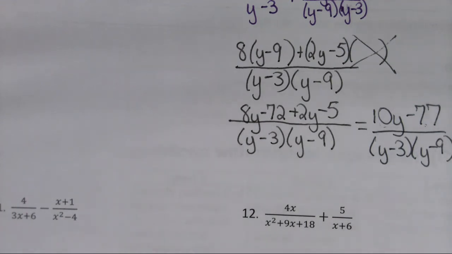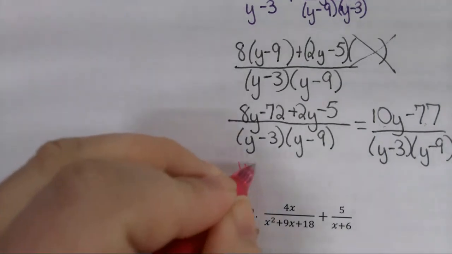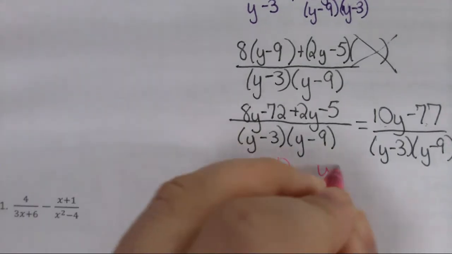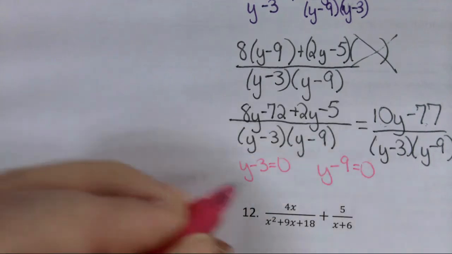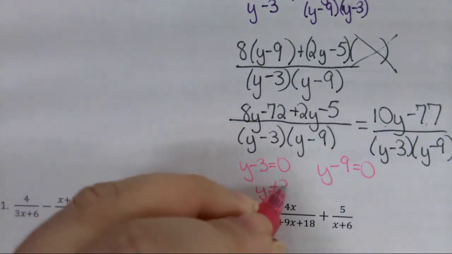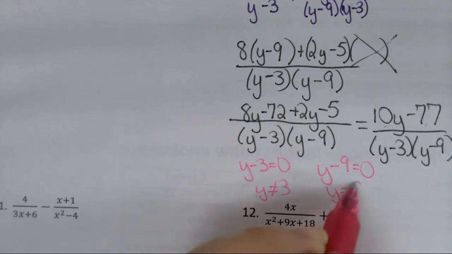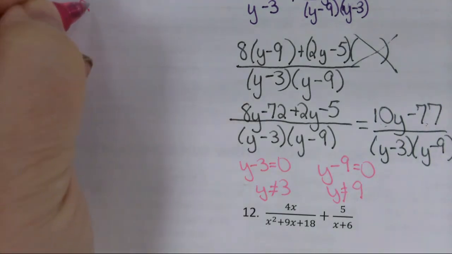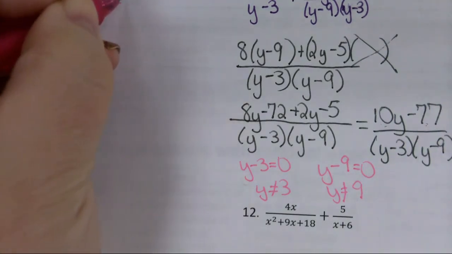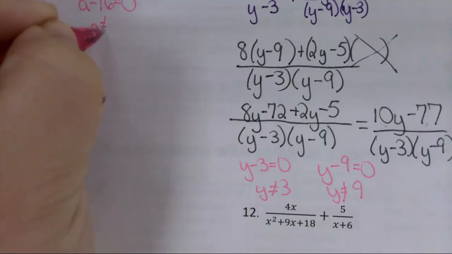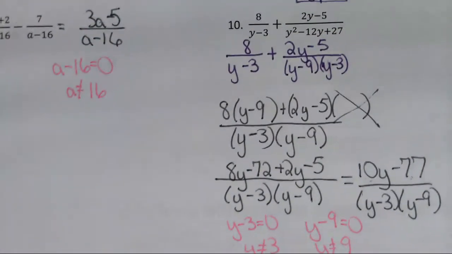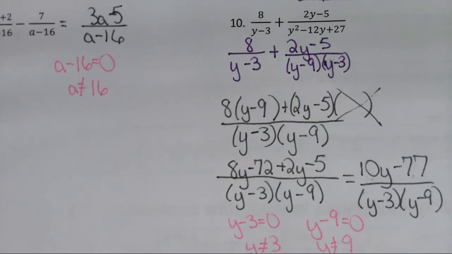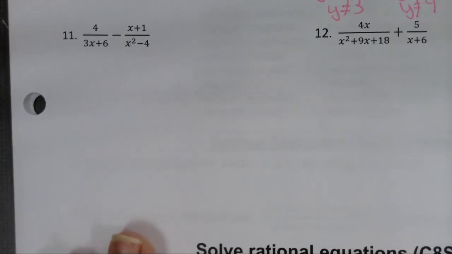So we would set each of these denominators equal to 0, and we get that y cannot be 3, and y cannot be 9. If you go back to the previous problem in number 9, you have that a minus 16 equals 0, so a cannot equal 16. We've got 2 more problems to work through, number 11 and number 12.